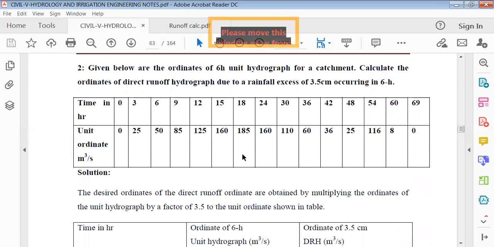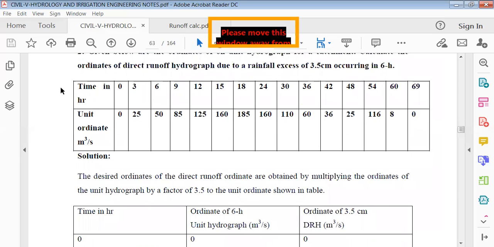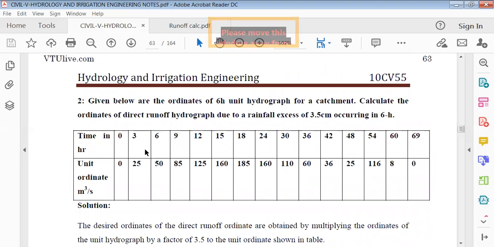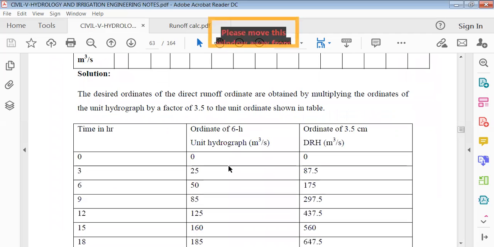Now, during the first 6 hours there is an excess rainfall of 3.5 centimeter. They've already given you time and the unit ordinate, in meter cube per second. Time is in hours, at 0, 3, 6, so it is for every 3 hours unit hydrograph. We have to calculate this for the 6-hour unit hydrograph now. The desired ordinates of the direct runoff are obtained by multiplying the ordinates of the unit hydrograph by a factor of 3.5.